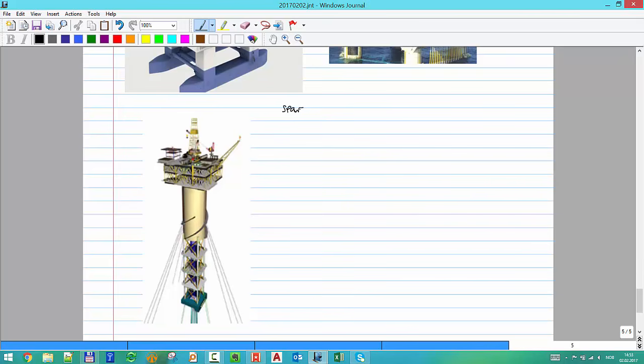And it's so long because when you make it shallow, it's more prone to the movements of the sea and of the currents and everything. When you make it very, very long, it tends to be a bit more stable. Spars are also called deep hull structures.